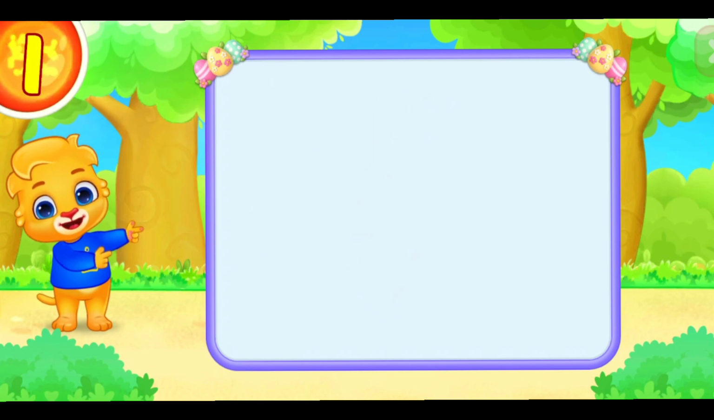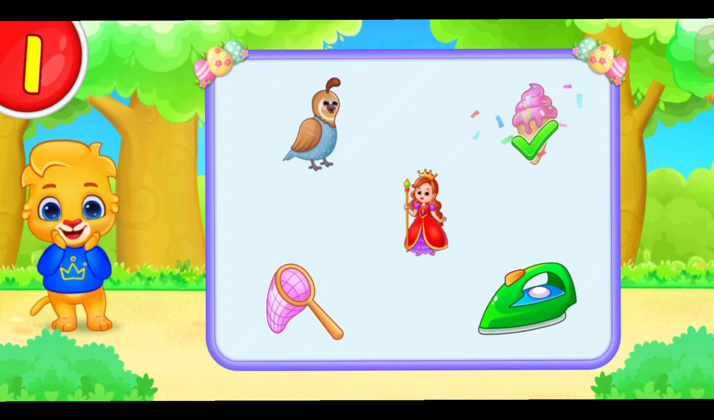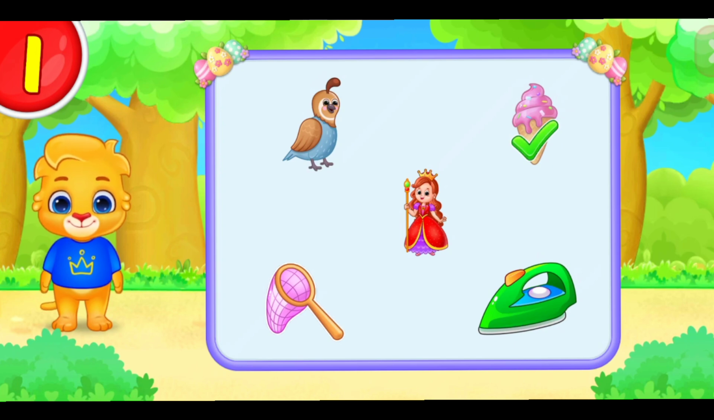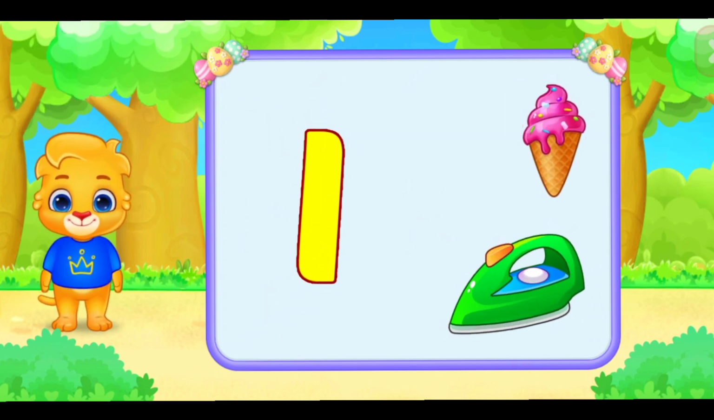Tap the picture that starts with letter I. I is for ice cream. I is for iron. Well done.